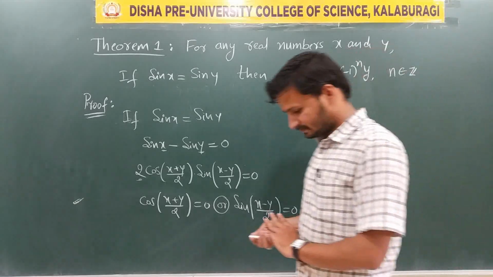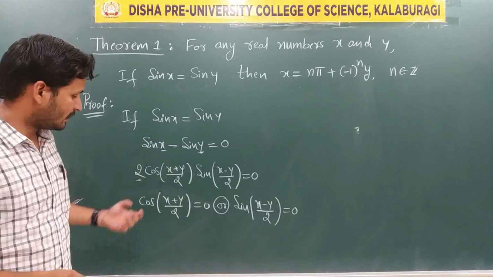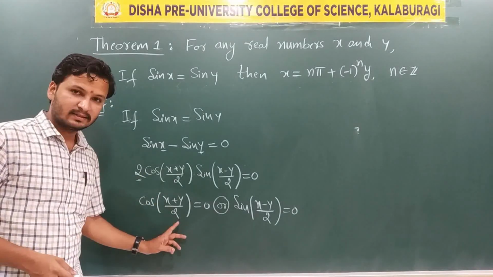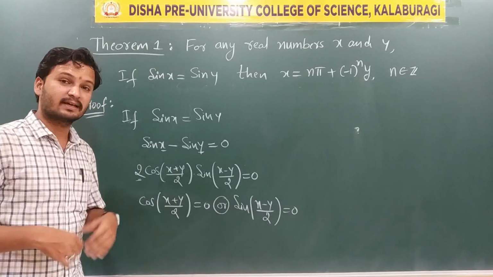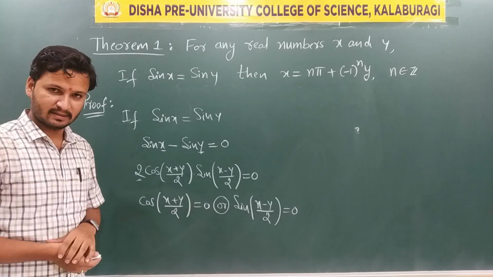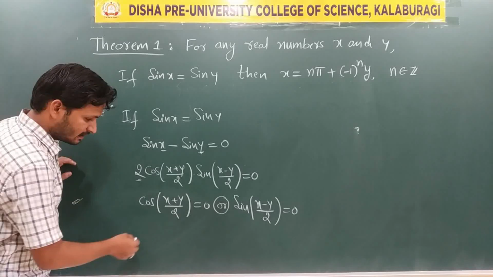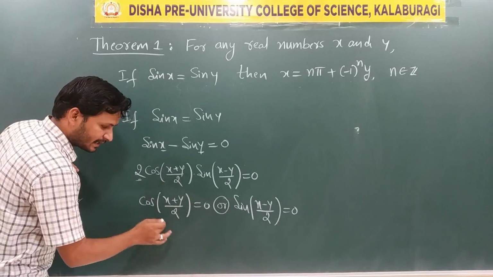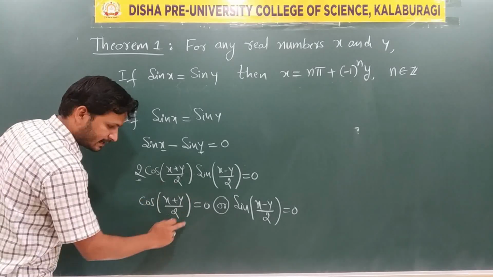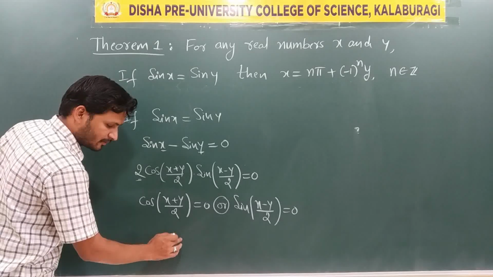Then, in the note point, that is the second note: if cos of x is equal to 0, then x is equal to an odd multiple of pi by 2. Is it clear? So an odd integral multiple of pi by 2. In the same way, here in place of x, (x plus y) by 2 is there. Correct? So cos of this entire expression is equal to 0 means that it is equal to an odd multiple of pi by 2.